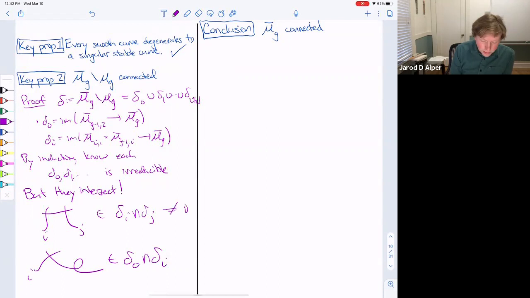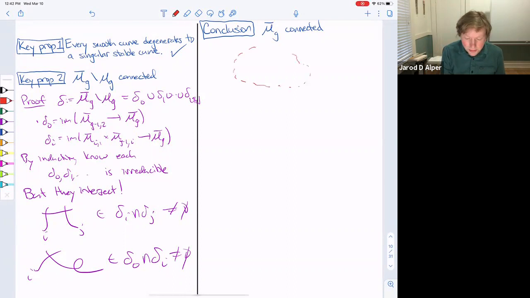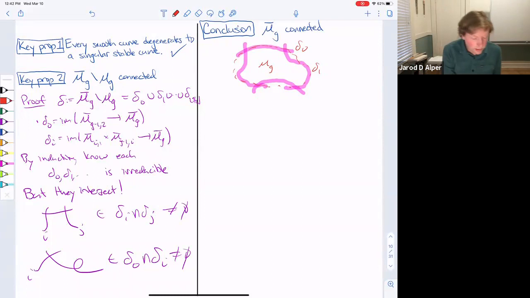And this allows us to conclude that M g bar is connected. A sketch of why this works: basically, the picture I gave in the first slide, this is M g, the locus of smooth curves. On the boundary, maybe here is delta zero, and they intersect, maybe delta zero, delta one, and so on. The game you play is to show that M g bar is connected. If you have any two curves, C and C prime, you apply the first proposition to degenerate C to the boundary, and then degenerate C prime to the boundary. But now you know that all of the components intersect, so you can degenerate further to here. And you get that M g bar is connected.